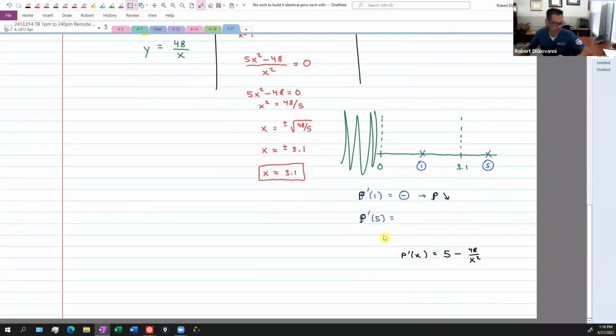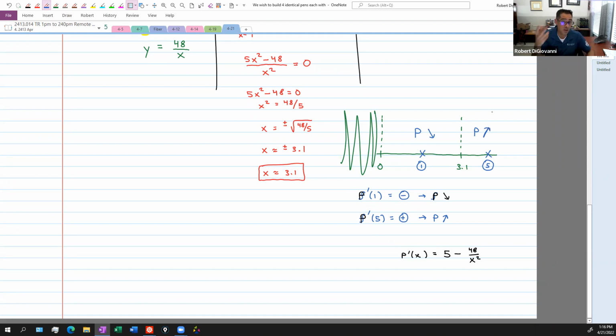Okay, if I plug in 5, I should get a positive number. You can check it for yourself. And that would tell me that my original function is going up. And that's good because that's what I was hoping would happen. The function goes down and then goes back up.